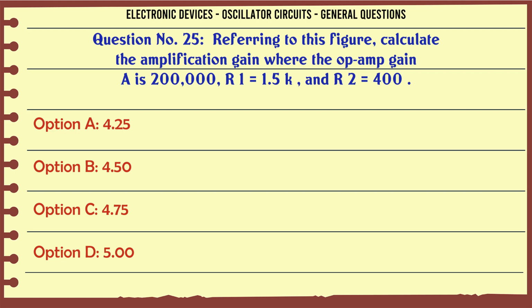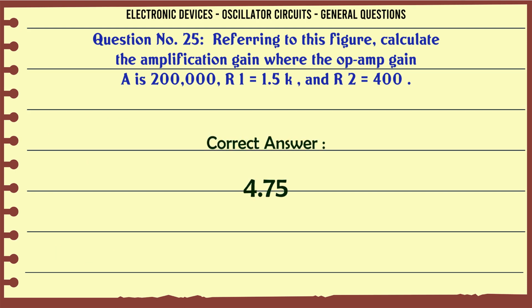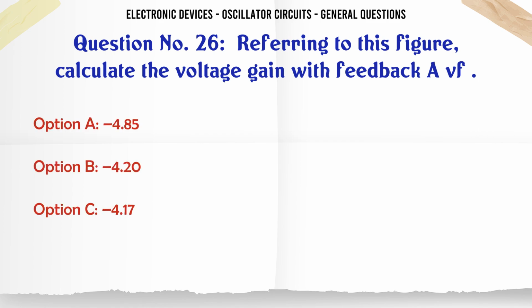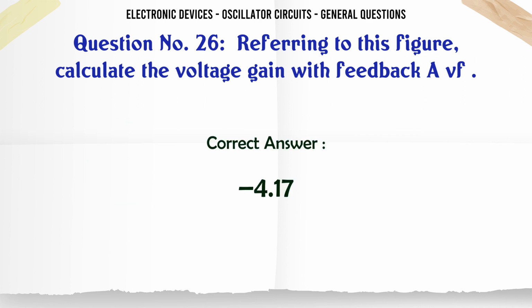A. 4.25. B. 4.50. C. 4.75. D. 5.00. The correct answer is 4.75. Referring to this figure, calculate the voltage gain with feedback AVF. A. 4.85. B. 4.20. C. 4.17. D. 4.00. The correct answer is 4.17.